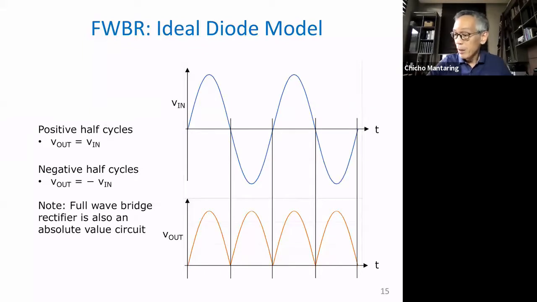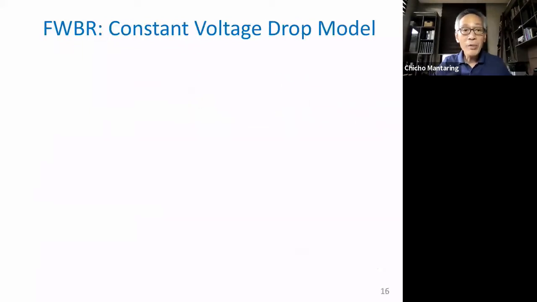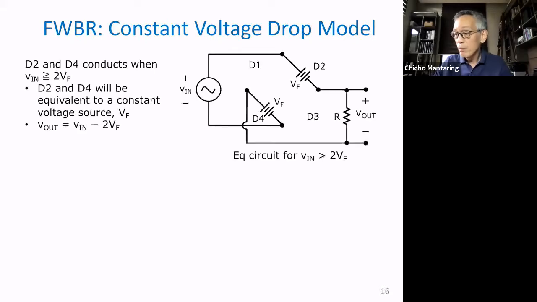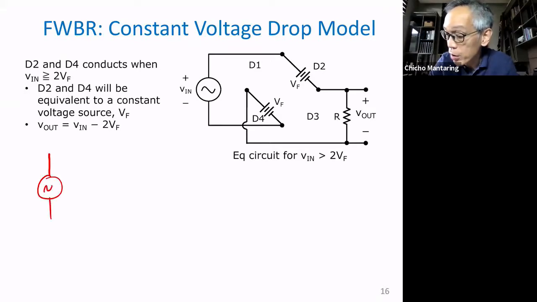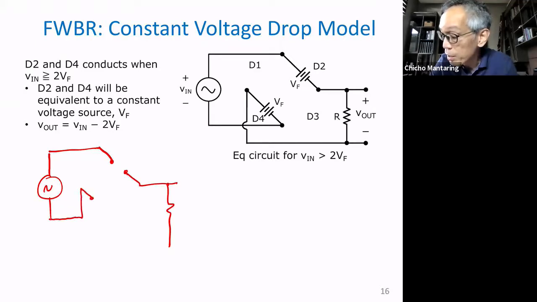Okay, now, what will the full wave bridge rectifier look like if we use the constant voltage drop model? Okay, to determine whether the diode will conduct, we can use method 2. You get the open circuit voltage. But this time you have two open circuit voltages. So if I want to determine whether the diode will conduct, dalawa yung open circuit voltage ko, no? So this is one open circuit voltage. This is my load. Okay. And then I have another open circuit voltage here, no?